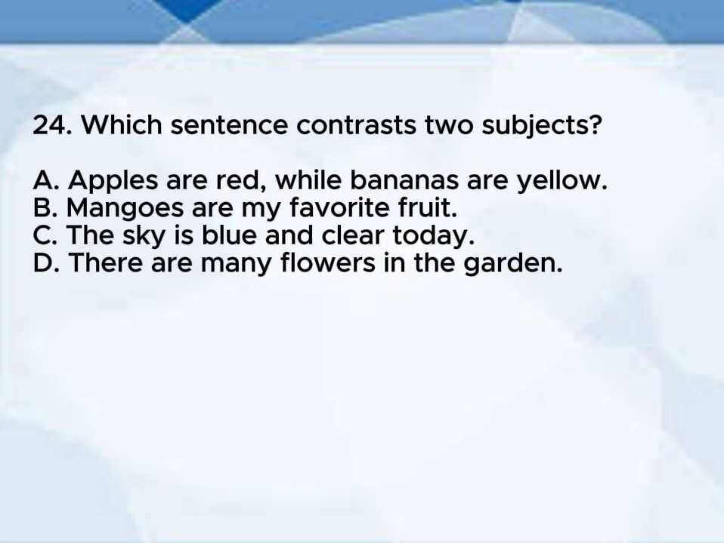Which sentence contrasts two subjects? A. Apples are red, while bananas are yellow. B. Mangoes are my favorite fruit. C. The sky is blue and clear today. D. There are many flowers in the garden.